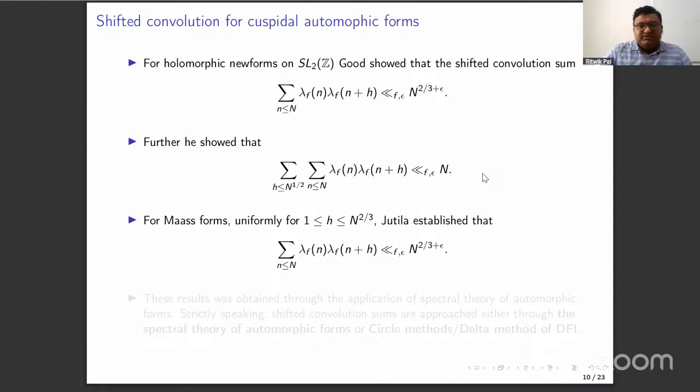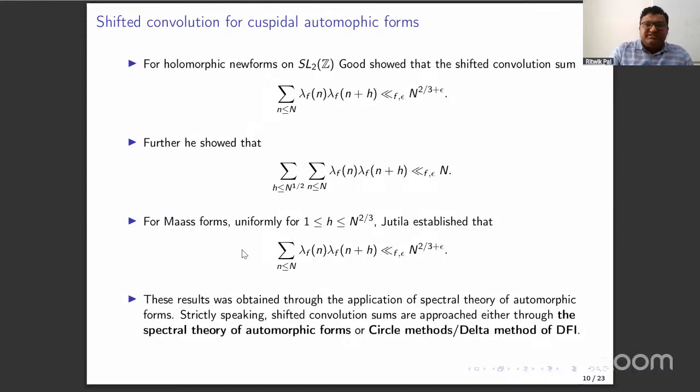For Maass forms, it was Jutila who showed that this shifted convolution sum of lambda f(n) times lambda f(n+h) is basically bounded by n to the power 2/3 plus epsilon. This is for SL2Z Maass forms. Okay, when h is a little big, showing the cancellation in the shifted convolution is a little bit easier than when h is small. So Maass forms present the harder part.